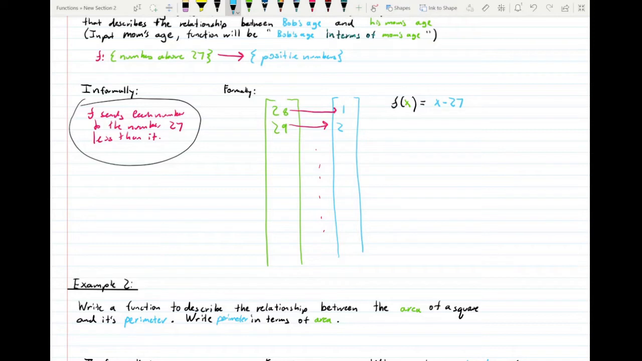Another way you'll see this written is x goes to, with this weird arrow with a horizontal base, x minus 27. But this is much less common, so just be on the lookout for the first description. And so this rule, combined with our description of our input set and our output set, is a full formal definition of a function.